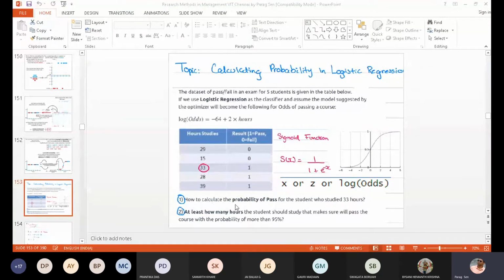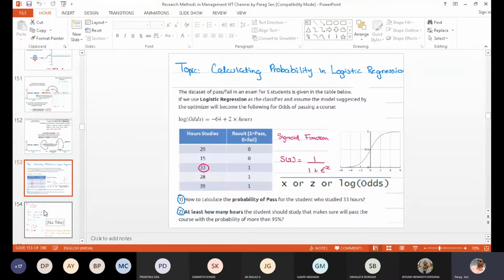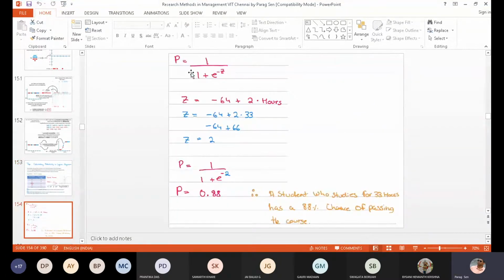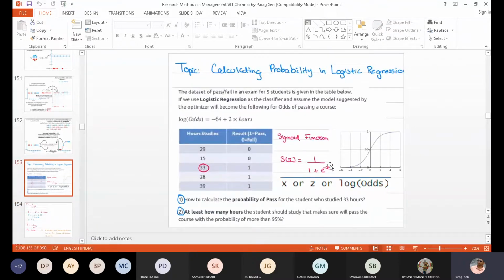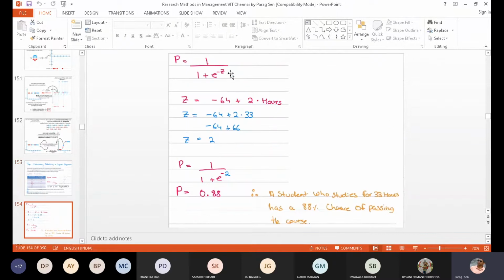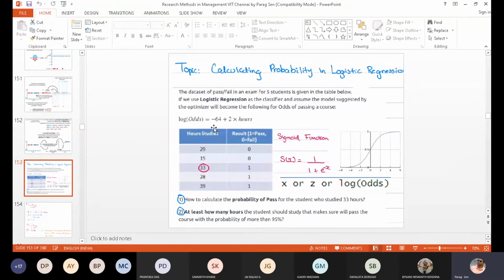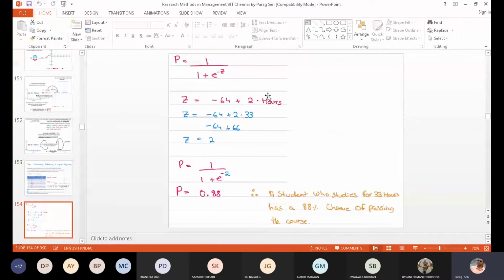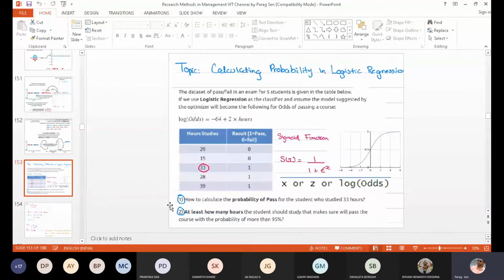Now the question is how to calculate the probability of pass for the student who studied 33 hours. So how will you calculate? You can see that the probability P, this function, is given by 1 by 1 plus e to the power minus x, or here you can also put z; x and z are the same in this case. So the equation is given by minus 64 plus 2 into hours. In case of hours, you put here the value of 33.